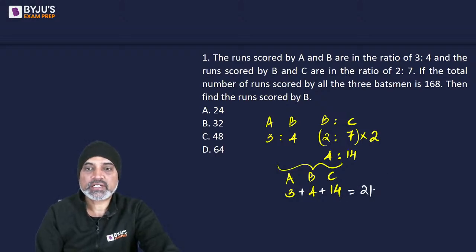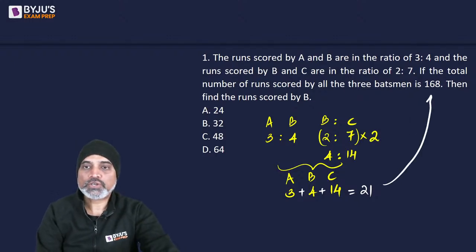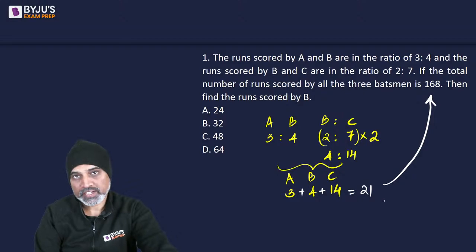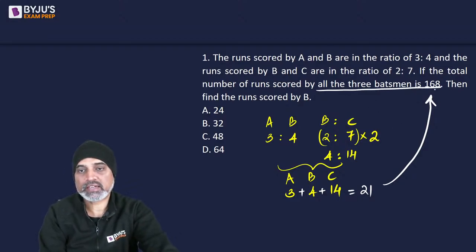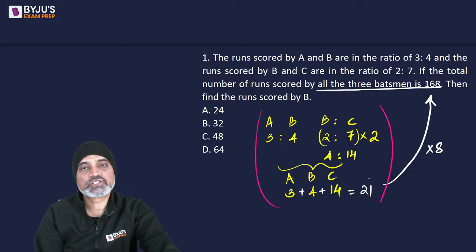But it is given to us as 168, right? So using the sample that we have obtained, the total runs by them is 21, but it is given in the question as 168. So we have to see how many times it's going to be. So it's going to be 8 times. That means everything in this particular part is supposed to be 8 times. So this becomes your multiplier.